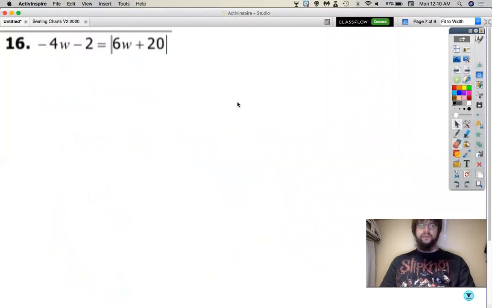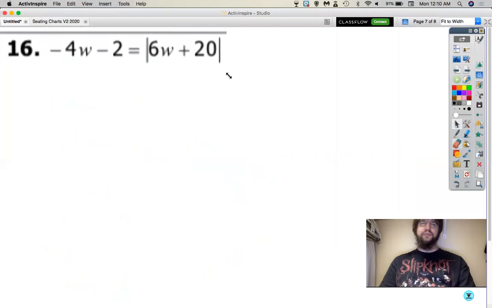Last one. Process is not too terrible. So, oh, hey, look, my absolute value is already isolated. Cool. Set up my two equations. My inside part equals my expression over here.